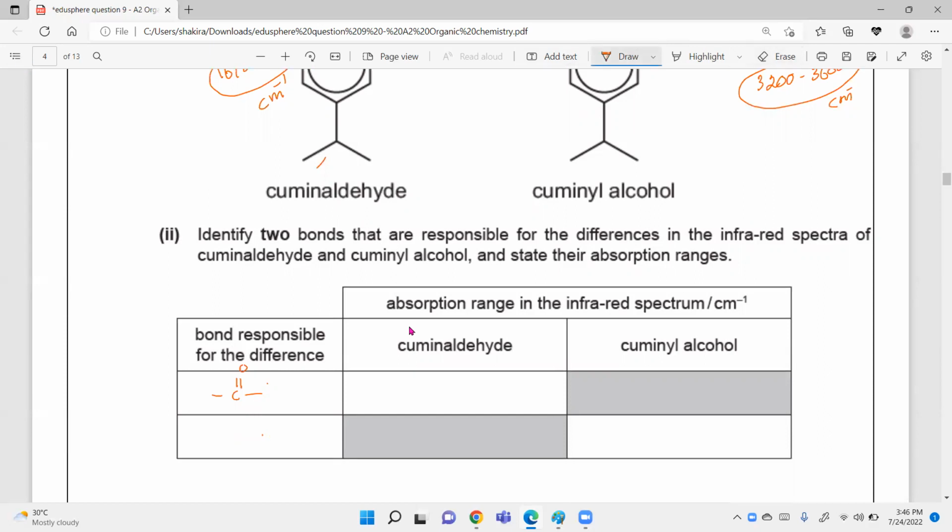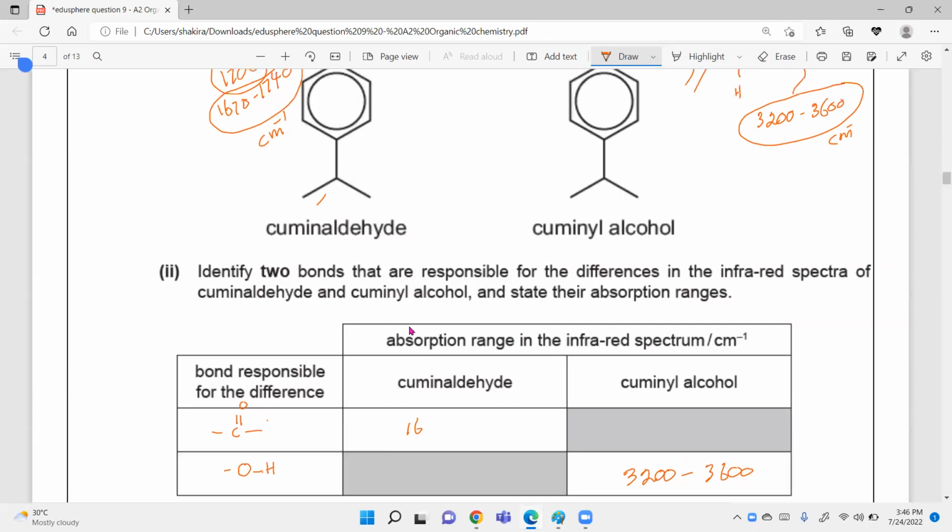Bond responsible for the difference. OH. Value we can write over here, 3200 to 3600 per centimeter. And then here we have 1670 and 1740. That's simple. It's a very, very easy question.